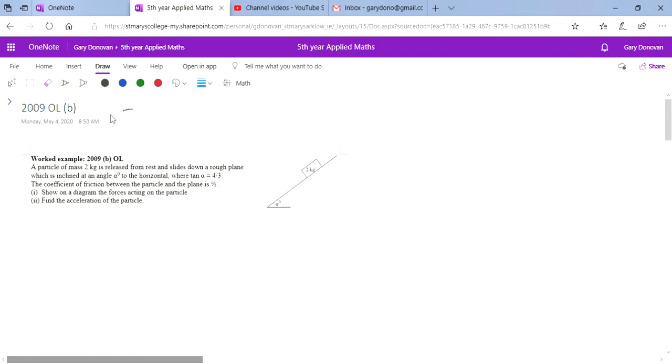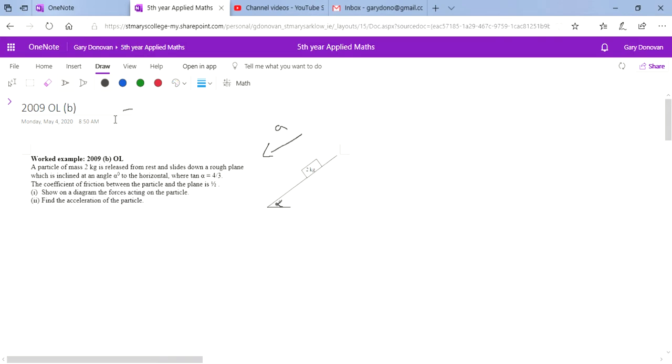In this video we're going to look at another particle on a sloped surface example, but this one involves friction. So we have a particle of mass 2 kg, released from rest, and it slides down a rough plane, so it accelerates in this direction, which is inclined at an angle alpha to the horizontal.